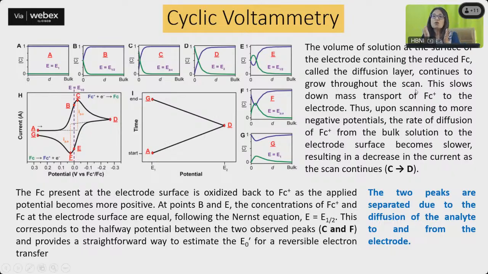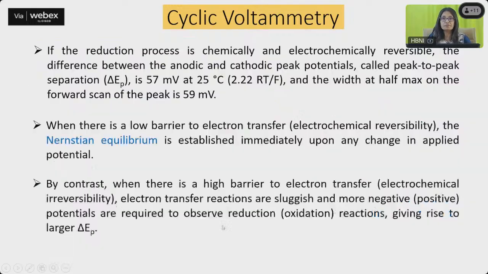This will slow down the mass transport of the Fc plus ions to the electrode. Thus upon scanning to more negative potential, the rate of diffusion of these Fc ions from the bulk solution to the electrode surface becomes slower, and that is why you see this decrease in the current as the scan continues from C to D, and the reverse process follows. So what we have here is a point where reduction is happening and a point where oxidation is happening, and these two peaks are separated due to diffusion of the analyte to and from the electrode.